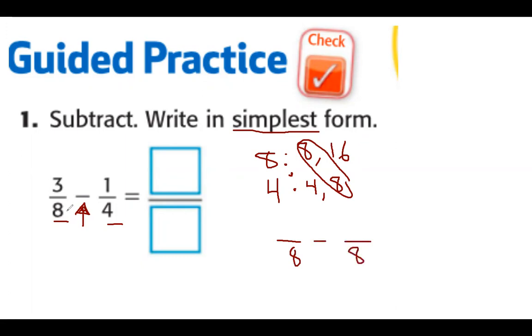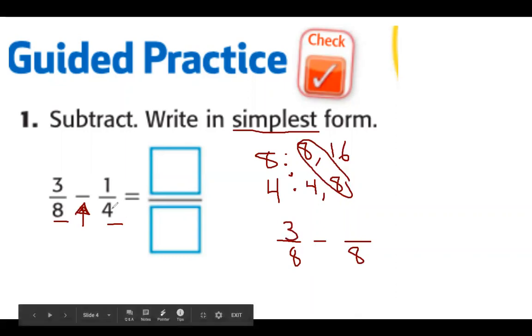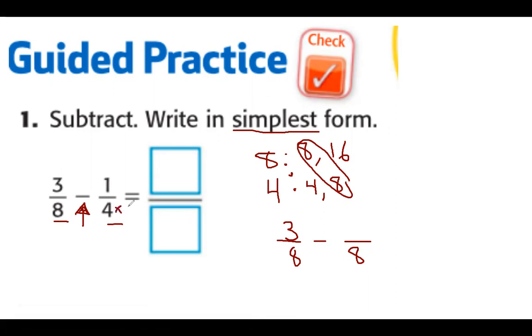Okay, so if I look over here, 3/8. Well, that one stayed the same as 8, which means the 3 can stay the same. So 3/8 is going to stay 3/8. And then for my 4 here, what do I multiply 4 by to get to 8? I need to multiply it by 2, which means I multiply the top by 2. So 1 times 2, my new numerator there is 2.